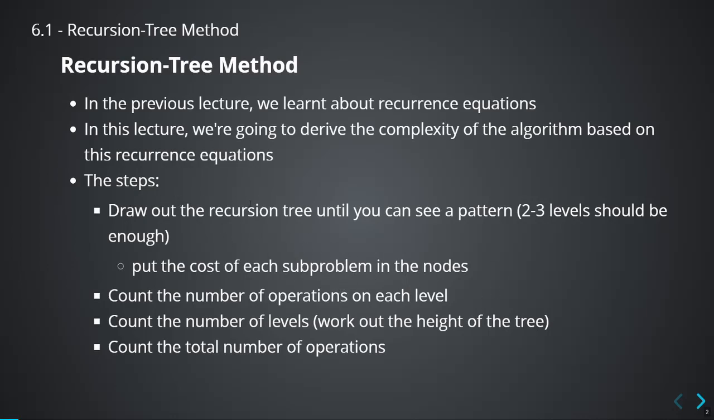The first thing that you do, you draw out the recursion tree. Just until you can see some sort of pattern, like how you divide it. One or two levels, or 2 or 3 levels should be enough. But the focus of the recursion tree is on the costs of each node. For each node, you're going to be writing down the size of data that you have left for that subproblem. This will be obvious. And then you count the number of operations on each level. You count the number of levels, and then you can work out the total number of operations. Simple.